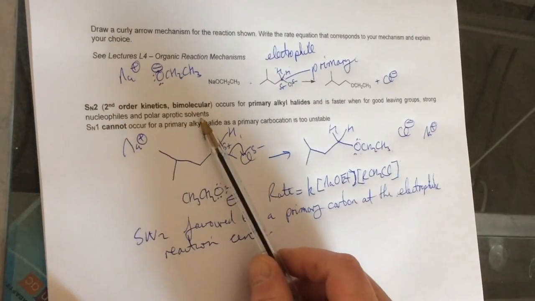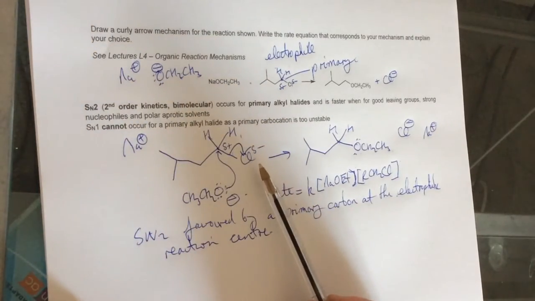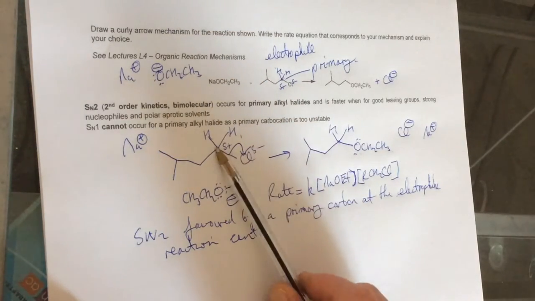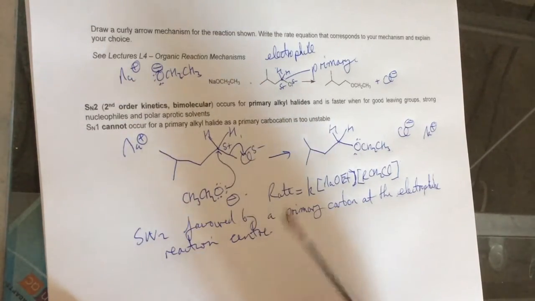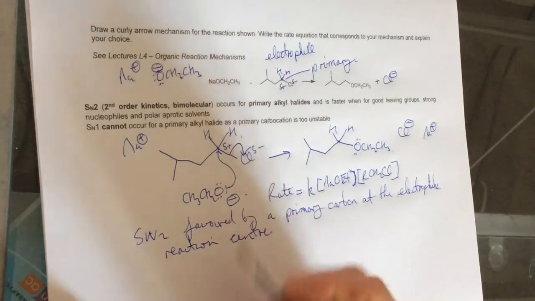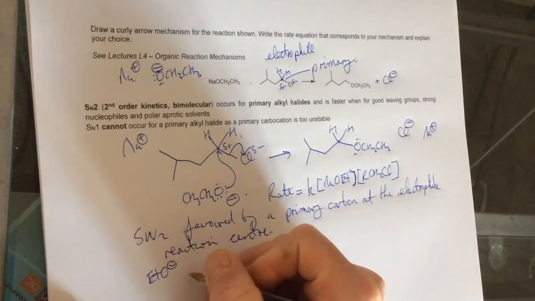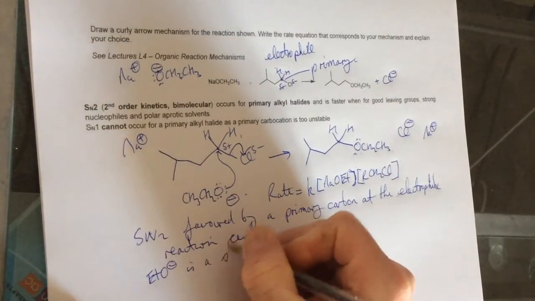Polar aprotic solvents. We haven't got a solvent listed, so that's not relevant. The leaving group, chloride, is not a particularly brilliant leaving group, so it's not a particularly weak bond. But in this particular case, we've got a strong nucleophile. So ethoxide is a strong nucleophile.